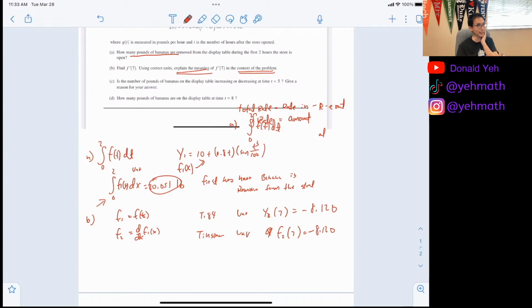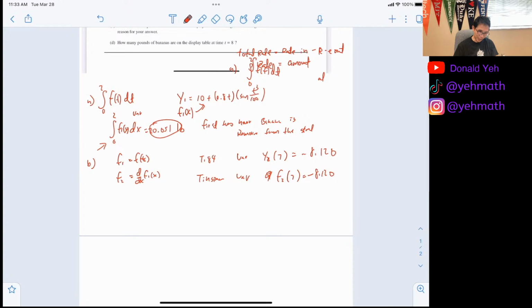What do you think the meaning is here? You have to write in sentences. It's very easy. You're just going to write it like this. You say the amount of bananas is removing at the rate, okay, the rate of bananas. So the rate of bananas is removing at a decreasing speed.